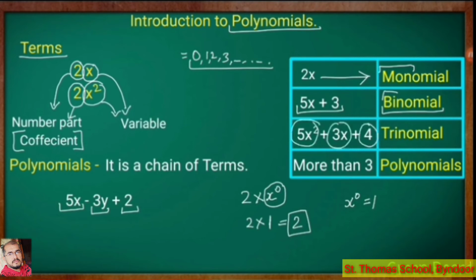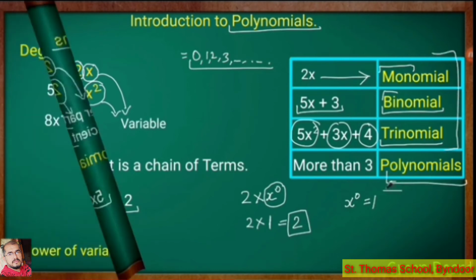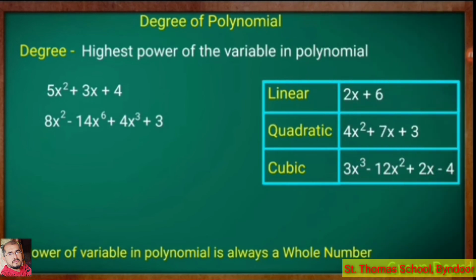Now consider 5x square, 3x and plus 4. There are three terms, so it is a trinomial. Terms are separated by the plus symbol or minus symbol. Here it is plus. This is a trinomial, tri meaning three. More than three terms, we write as a polynomial. So monomial, binomial, trinomial, and lastly polynomials.